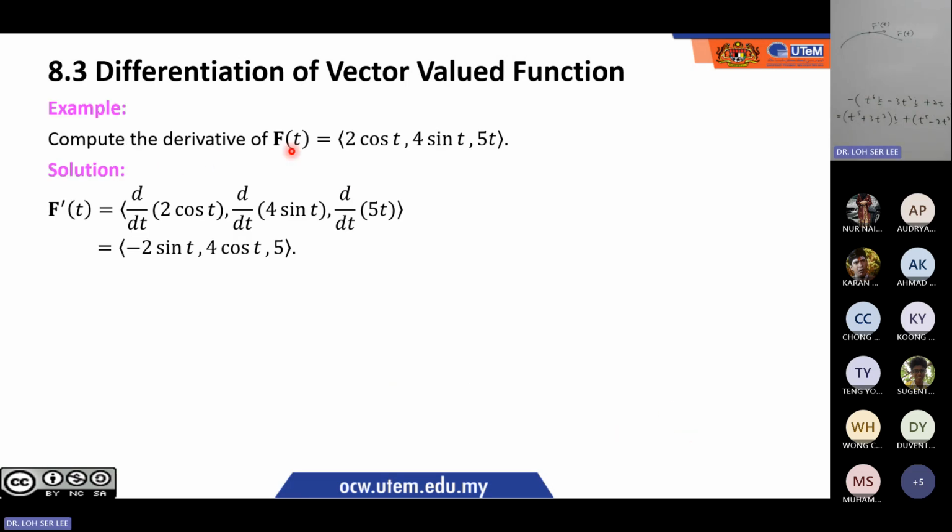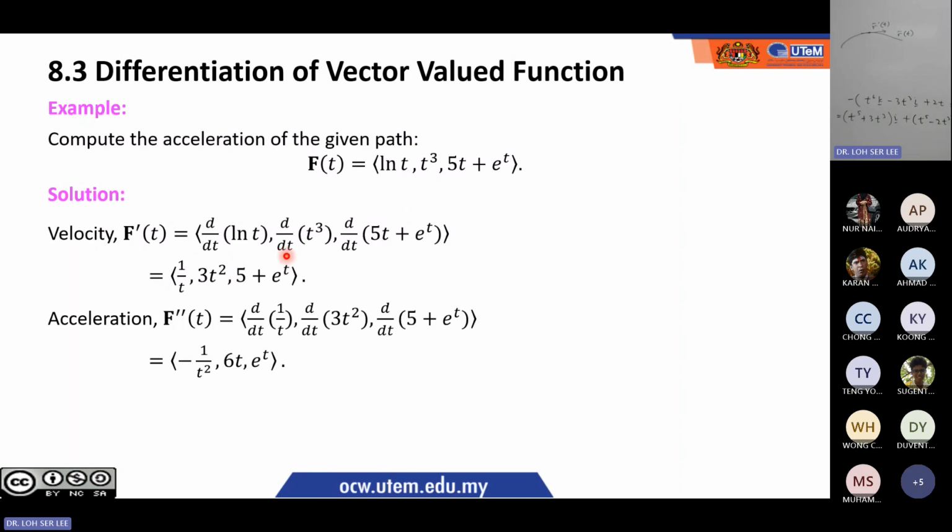Okay, compute the derivative of this. So you just differentiate this one. 2 cos t, you get -2 sin t. Differentiate 4 sin t, you get 4 cos t. Differentiate 5t, you get 5. Very straightforward. The differentiation of vector value function.